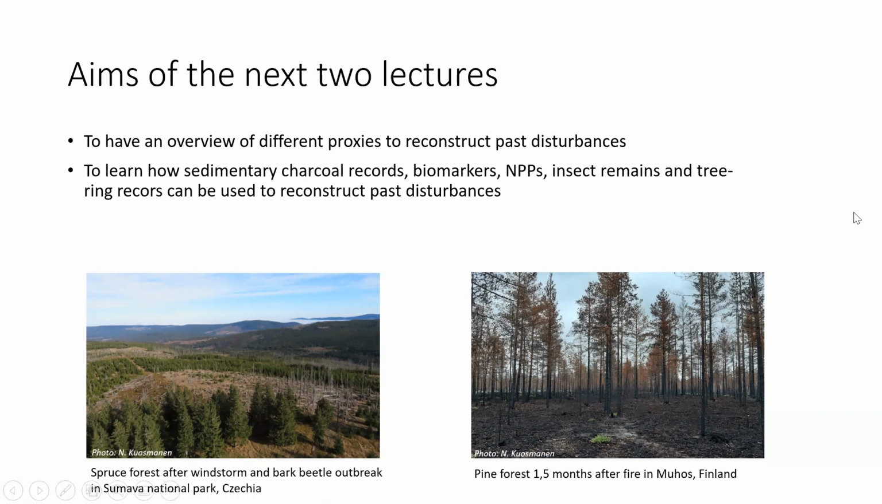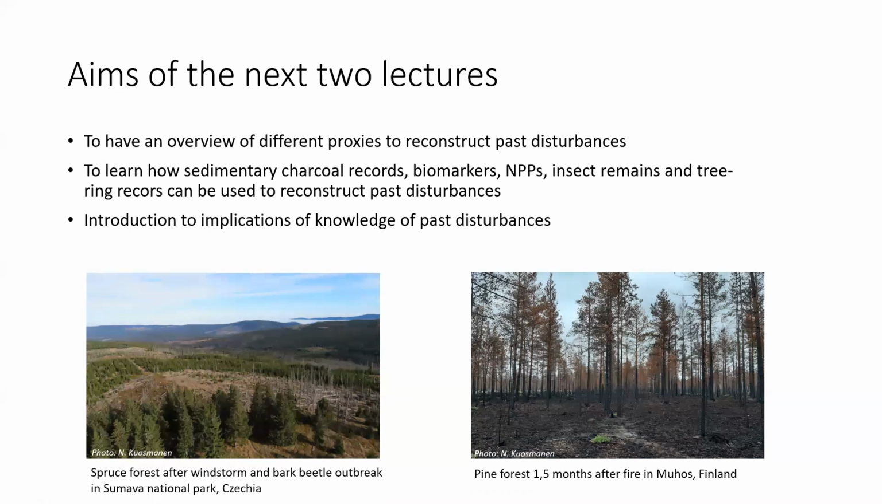So we are going to basically talk about sedimentary charcoal records, how to use them to reconstruct fires. Also, we are going to talk about biomarkers as indication of fire, and also non-pollen palynomorphs and insect remains and tree ring records and how those can be used to reconstruct past disturbances. And then also we are going to look at how disturbances affect ecosystems and what the implications are of the knowledge of past disturbances and how those have affected ecosystems.